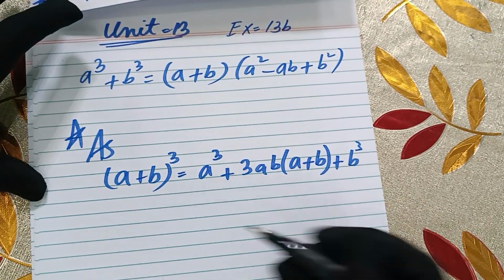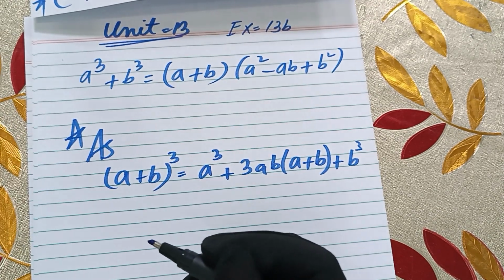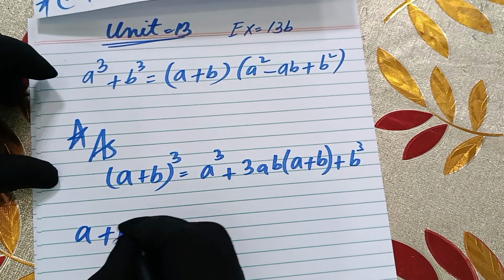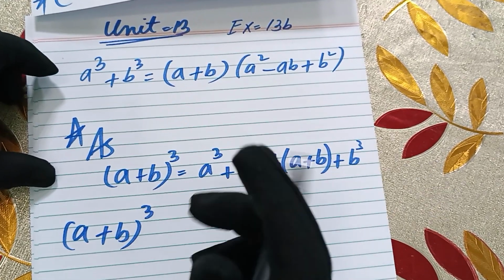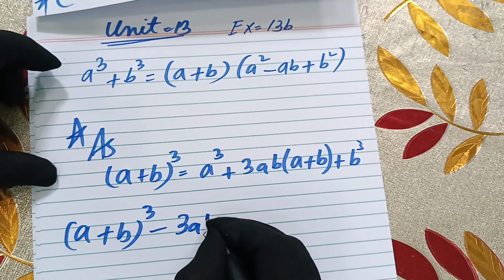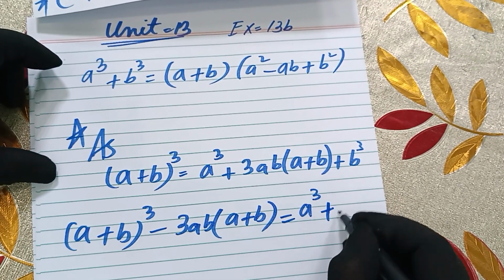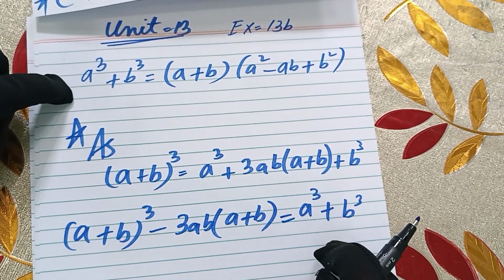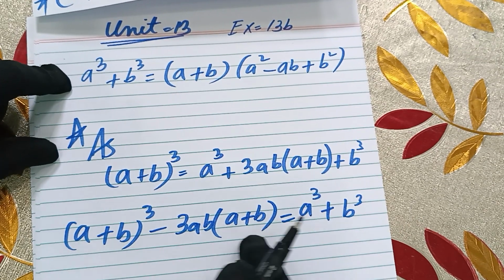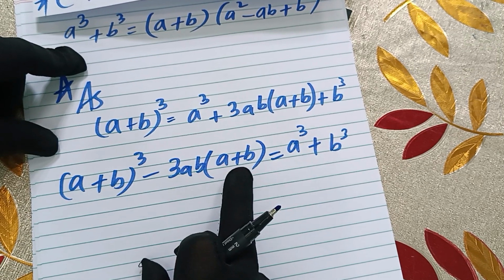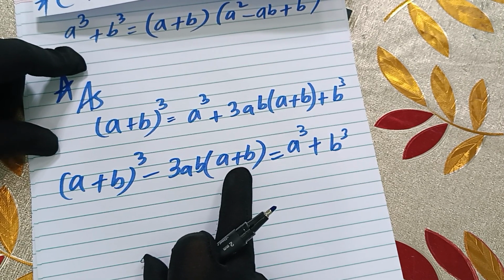I will show you. Write down a plus b whole cube. Shift this expression over here. It will be minus 3ab times a plus b. Here left only a cube plus b cube, which we want in this formation. We have to solve this one. If we see very carefully, a plus b cube and a plus b, this is a single factor which we can take common.